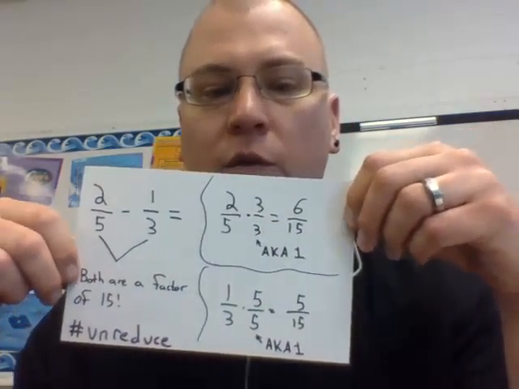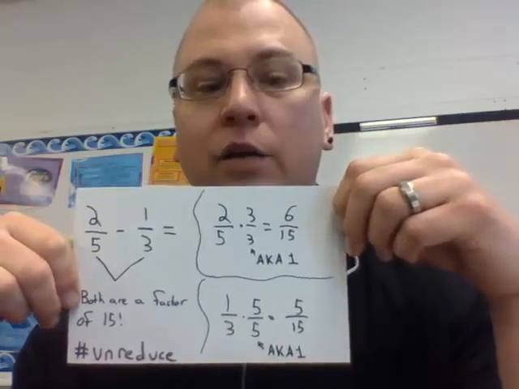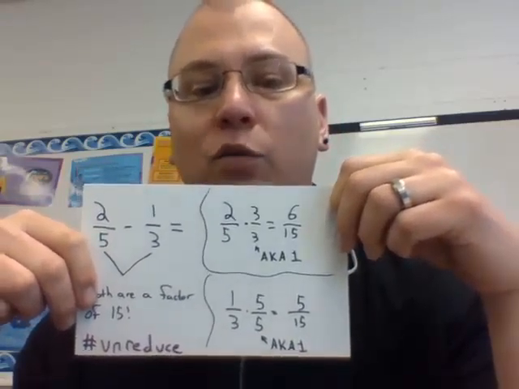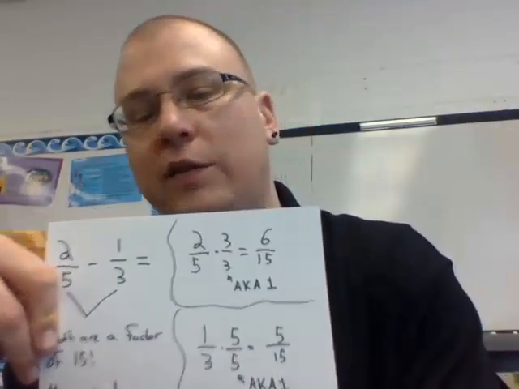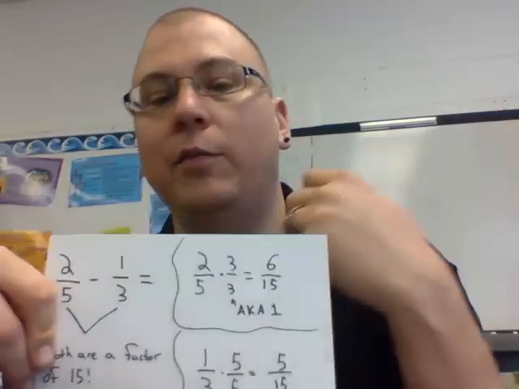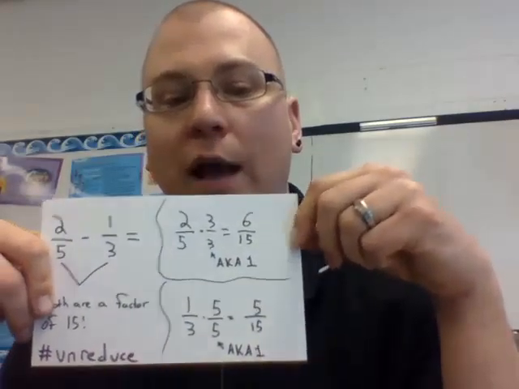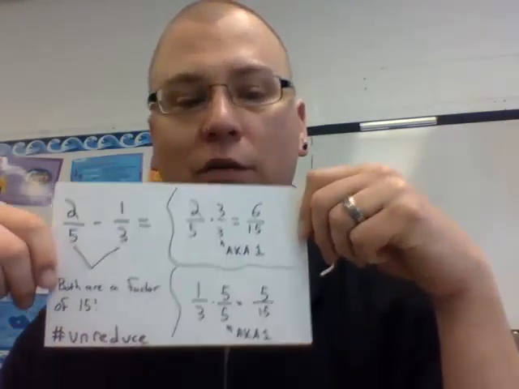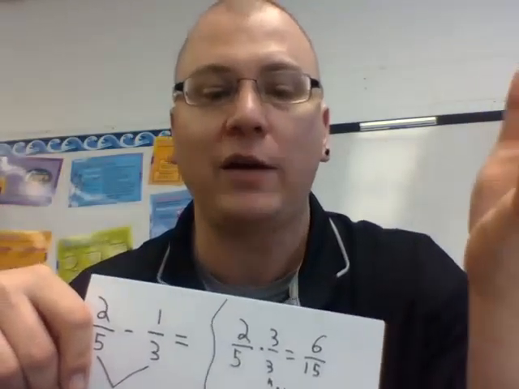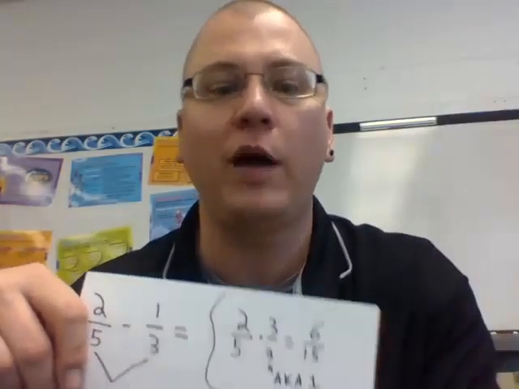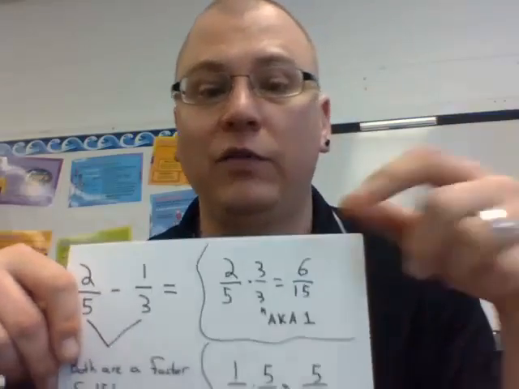Here, math tag, unreduce. If you're looking at 2/5 minus 1/3, what you need to do is find the least common denominator, which is the smallest number that uses these two denominators as factors, which in this case is 15. 5 and 3 are both factors in 15 because if you multiply 5 times 3, you get 15.